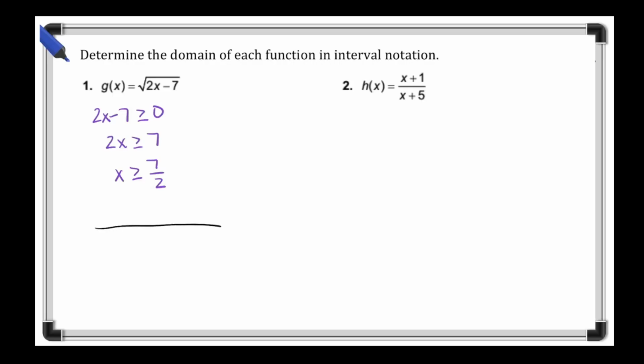Now, imagine that you have a number line. Here is 7 halves. Because it is greater than or equal to, it is including the 7 halves, and everything has to be greater than 7 halves. So how we write our domain is you're going to use a bracket, 7 over 2, going all the way towards positive infinity with a parenthesis.